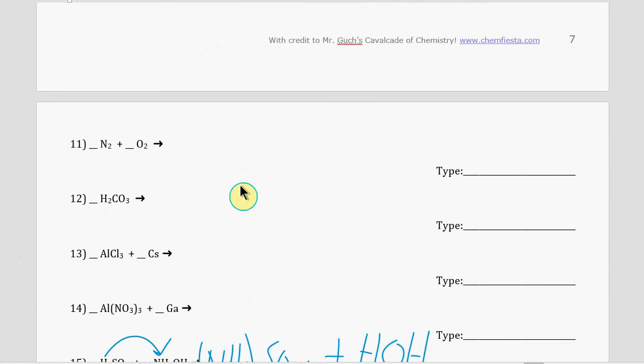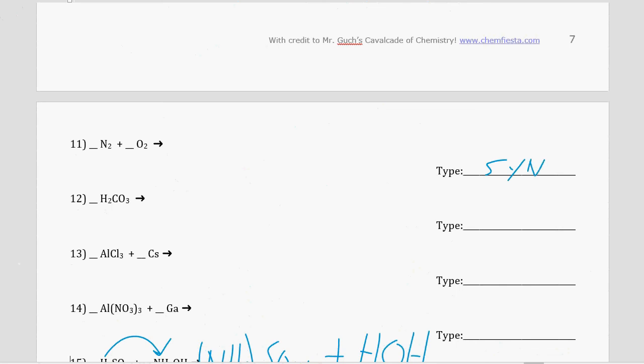So what can happen on number 11? You've got 2 things on the right. They're just 2 elements. 2 elements are going to do what? Well, they're going to form a compound. The question is though, what compound? So we got 2 things on the left. We're going to make and synthesize one thing on the right, a product. This is a synthesis reaction.